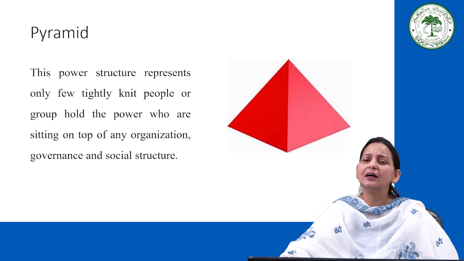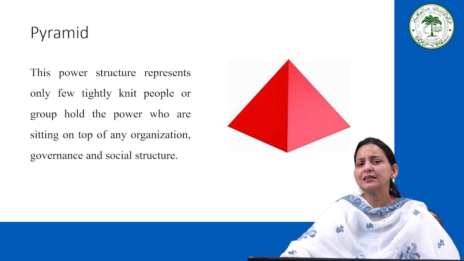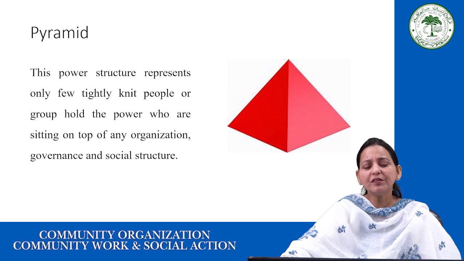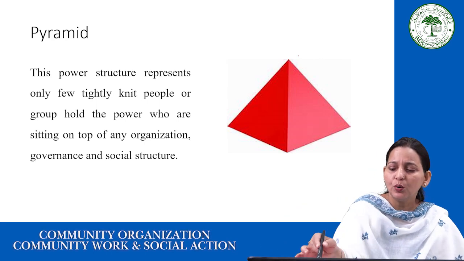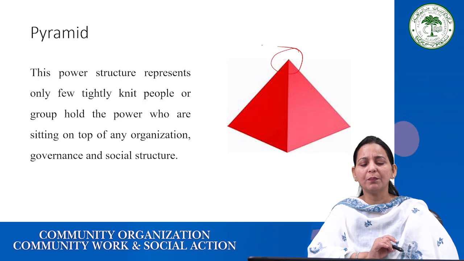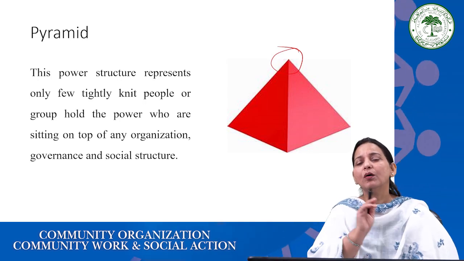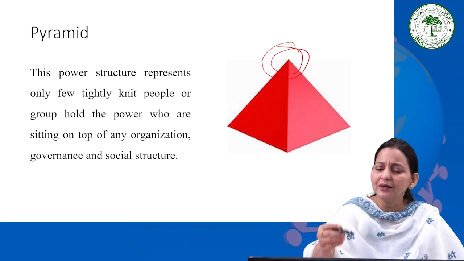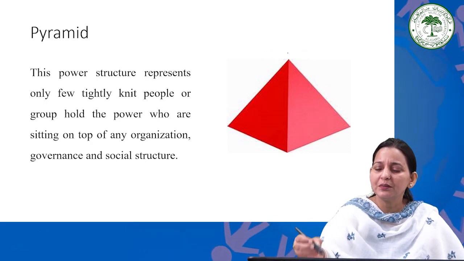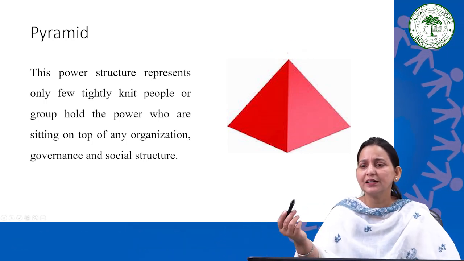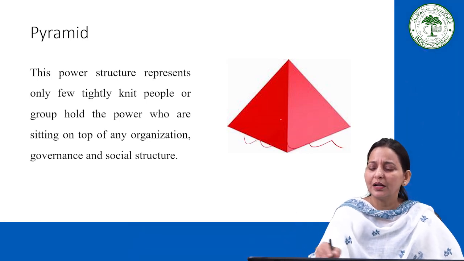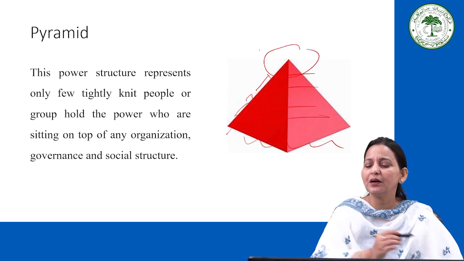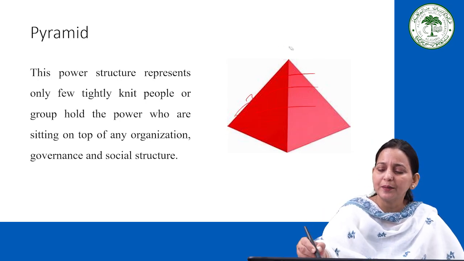Now this is the pyramid. The pyramid is more likely the elitist power structure. If you look at the explanation, this power structure represents only a few tightly knit people or a group who hold the power, who are sitting on top of any organization, community, or any kind of social structure, at the very top. So this is the pyramid structure. Power goes up, and at the very top there is someone who holds the major power, right?